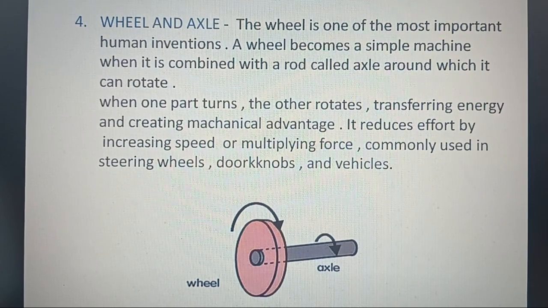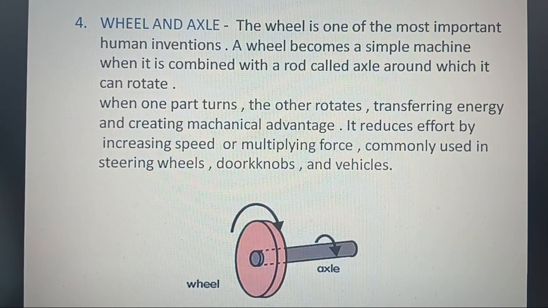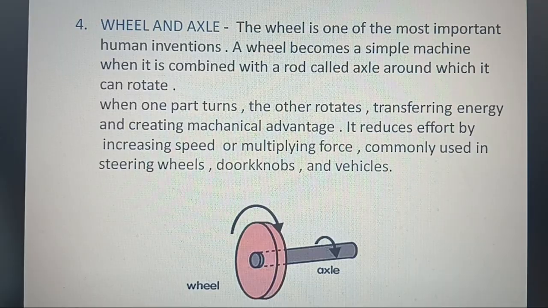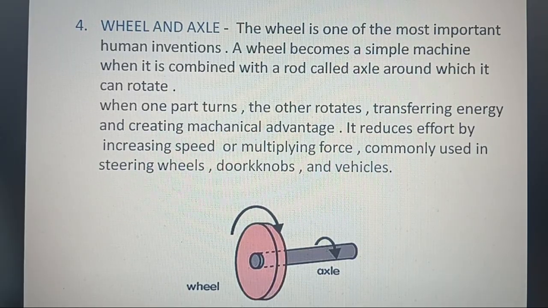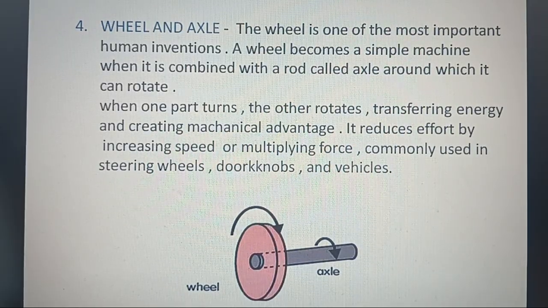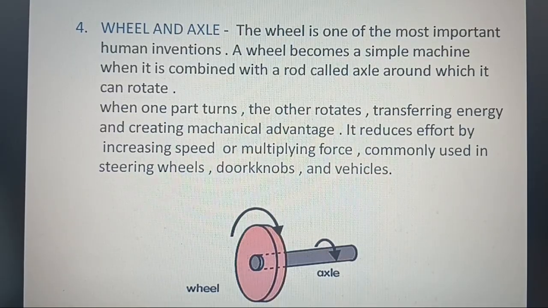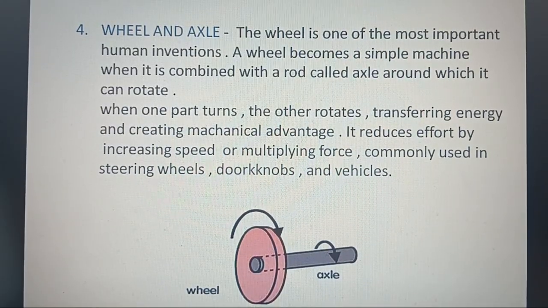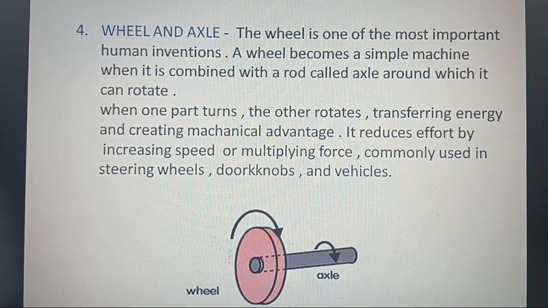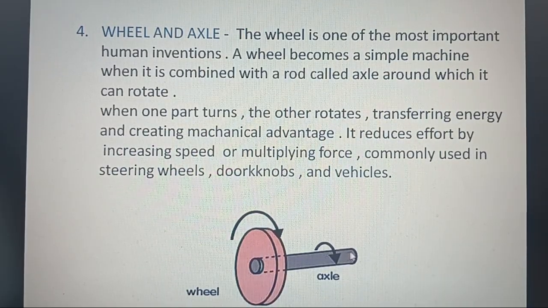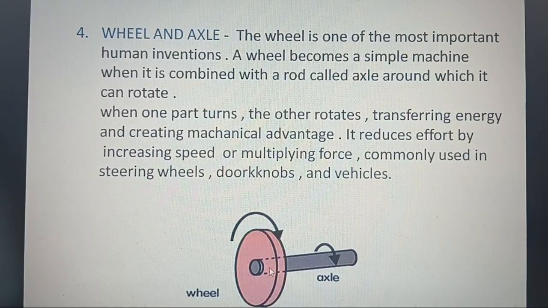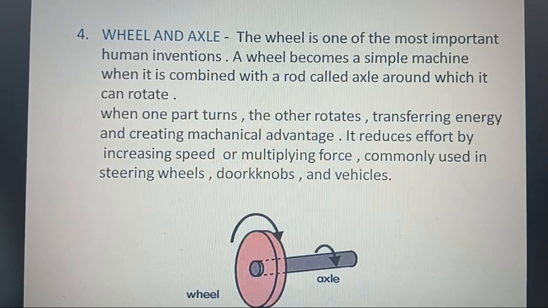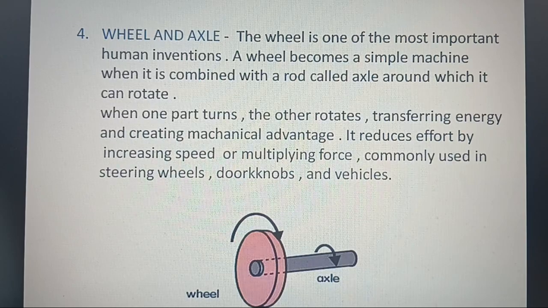Now, the fourth simple machine is the wheel and axle. The wheel is one of the most important human inventions. A wheel becomes a simple machine when it is combined with a rod called an axle around which it can rotate. As you can see in this picture, this is the wheel and this is the axle. This rod is the axle. When one part turns, the other rotates.